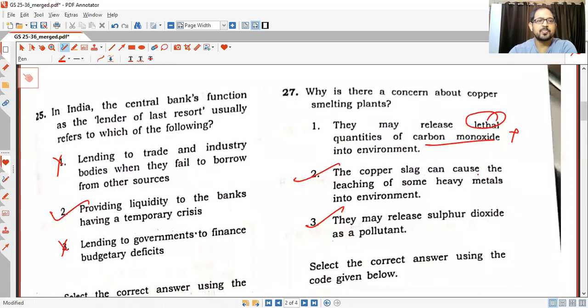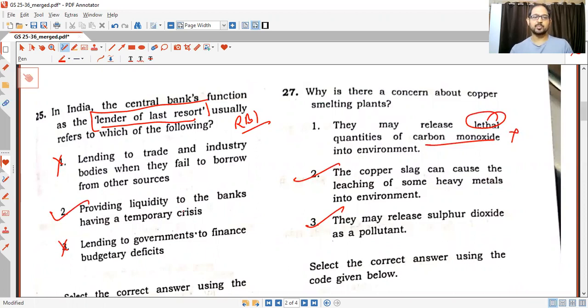Question number 25 is, in India, the central bank's function as the lender of last resort usually refers to which of the following? The question is regarding the functions of RBI, and you must have read about the lender of last resort. Lending to trade and industry bodies when they fail to borrow from other sources. RBI does not lend to any body directly. They will be lending through banks only. So this point 1 is incorrect.